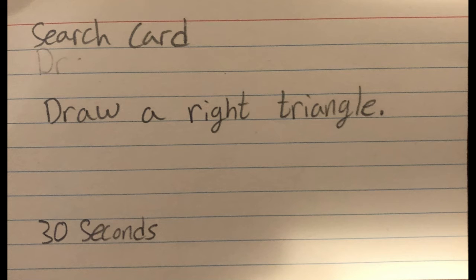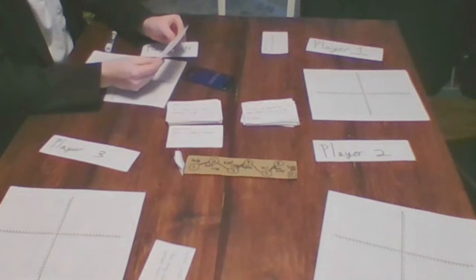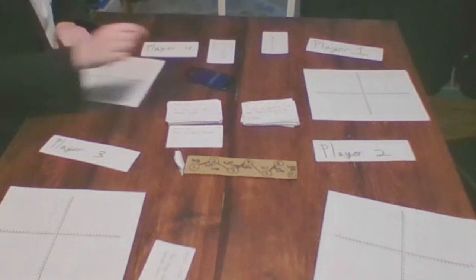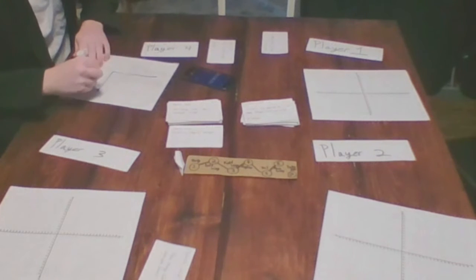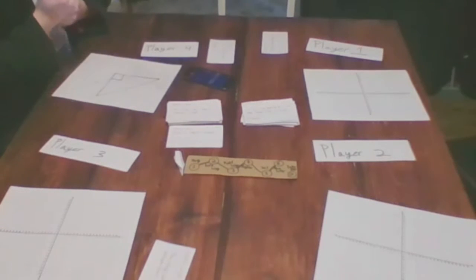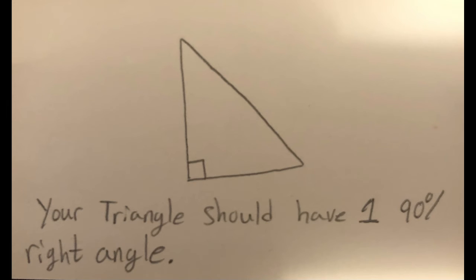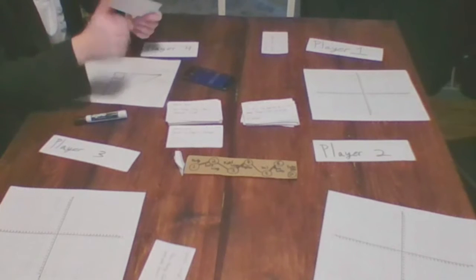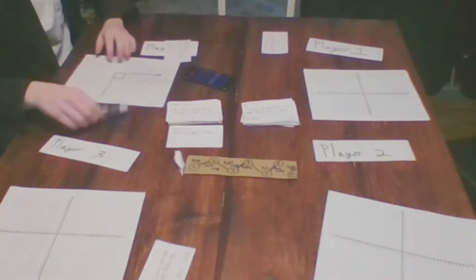Player 3's turn is over, and now player 4 draws a card and must draw a right triangle. In this instance, player 4 is successful in drawing a right triangle, a triangle with a 90-degree angle. Because the majority of players were successful in solving their search cards, they get to do a part card round. If half the players or more were unsuccessful in solving their search, the round would be over, no part card round would happen, and play would start again with player 1.